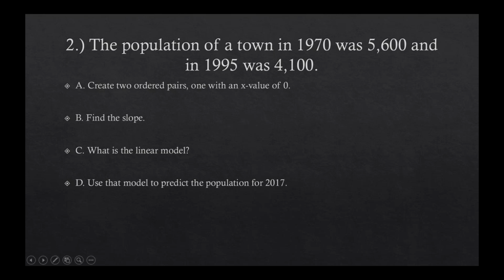So our first order of business is to create two ordered pairs. Now, just in general, you can see that the population in 1970 was 5,600. I mentioned earlier that if you have anything that references time, that's going to be your X value. So I could have one ordered pair that is 1970, 5,600, because in 1970, my population was 5,600. And then my other one would be 1995, 4,100.